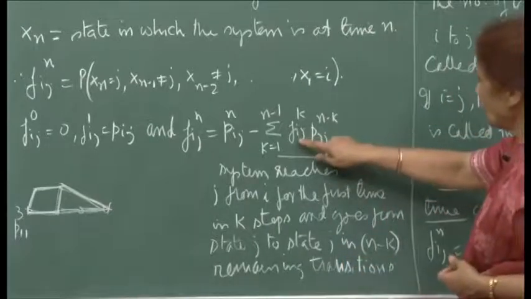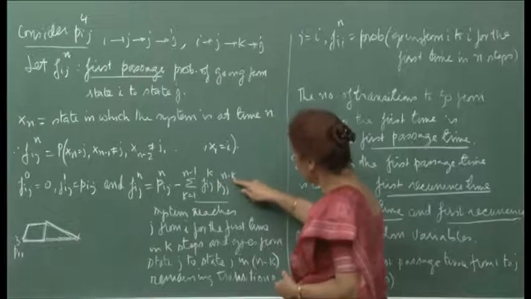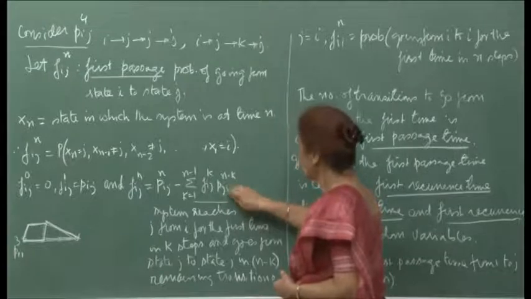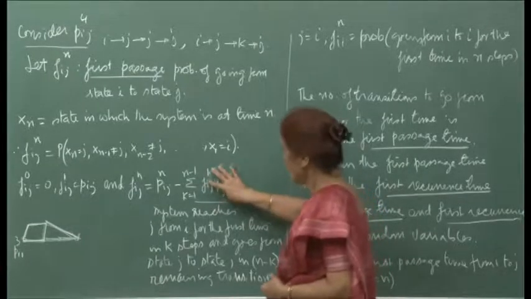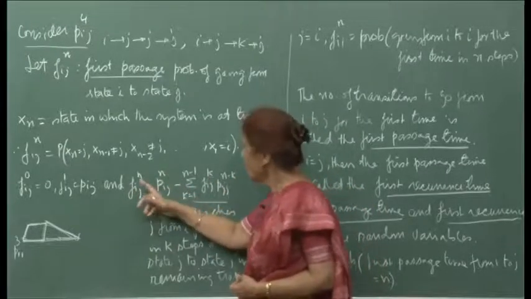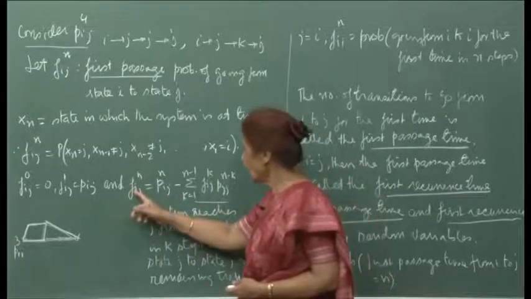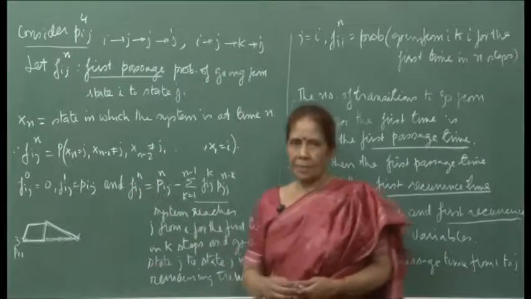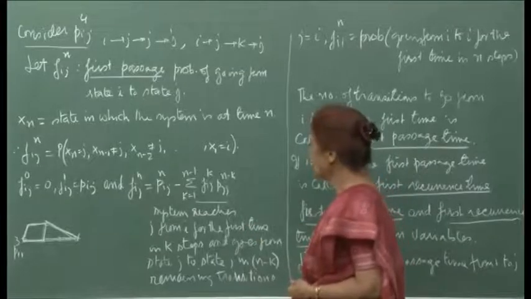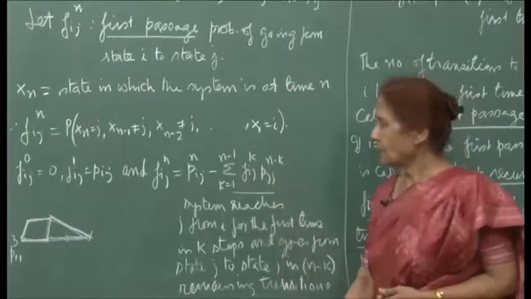So, that means you have visited from i to j in k steps for the first time, and then in the remaining n minus k, you again from j go to other places or remain in j and then come back to j. So, we subtract all these from p i j n, then we get the probability f i j n, the probability of visiting j from i for the first time in n steps. Right, and then we will see a lot of applications and implications of these probabilities. So, this is how we write down the expression for f i j n.